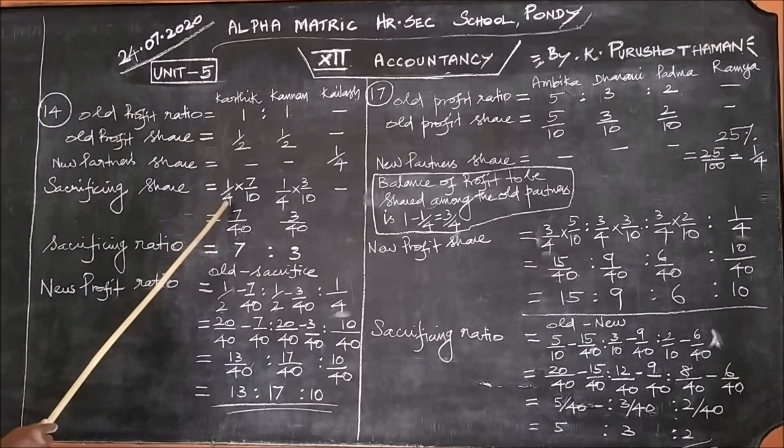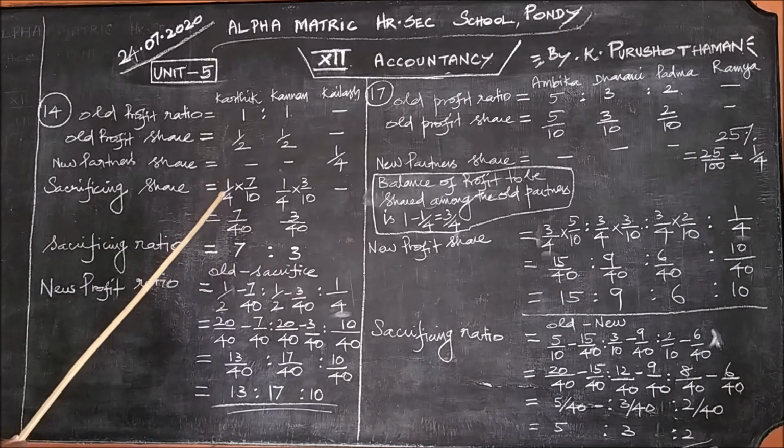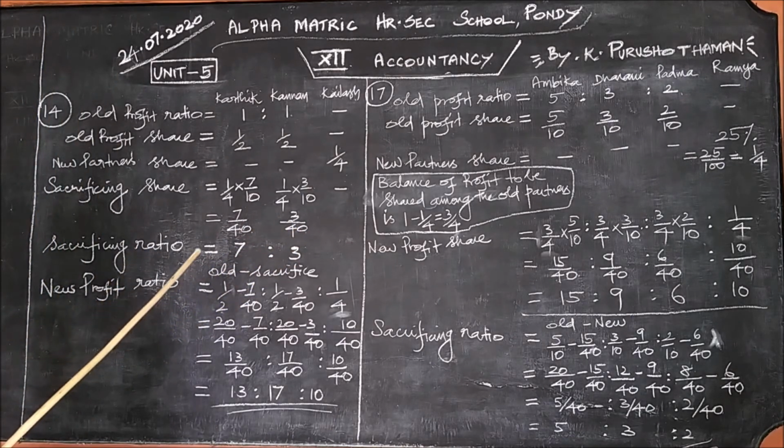See, 7 into 1, 7/40, and 3/40. And the sacrificing ratio you can write 7:3 because the denominators are equal. The one question is answered.